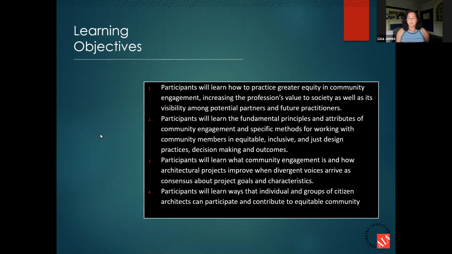Participants will learn what community engagement is and how architectural projects improve when divergent voices arrive at consensus about project goals and characteristics. And participants will learn ways that individual and group citizen architects can participate and contribute to equitable community.